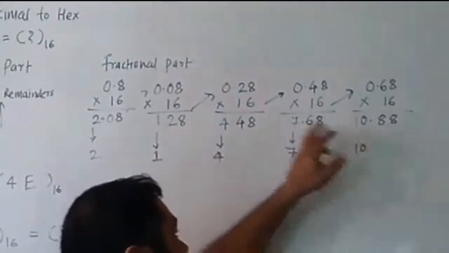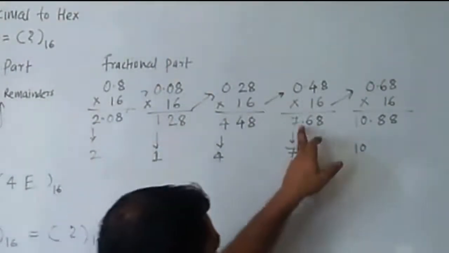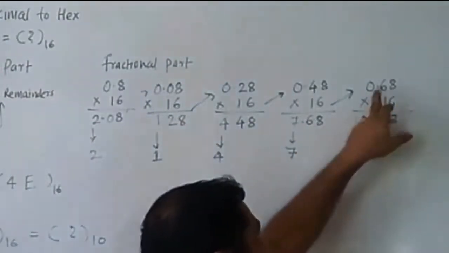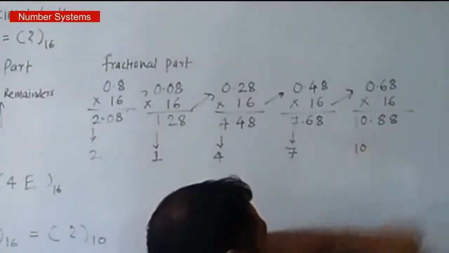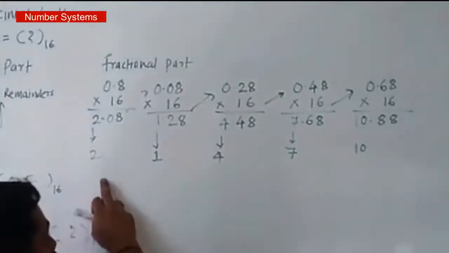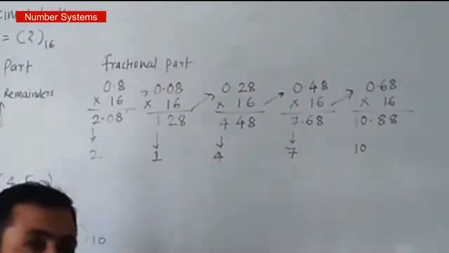7.68 is the answer. So here the integer will be 7, and 7 is noted here. Again 0.68 is taken and multiplied by 16. The answer is found to be 10.88. So here we have 2, 1, 4, 7 and 10. This will be the fractional part's conversion.